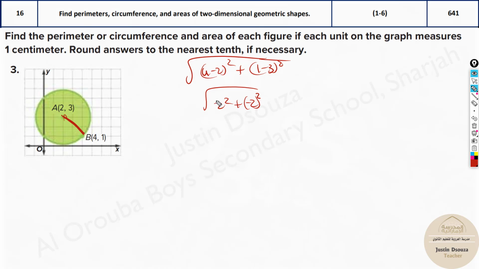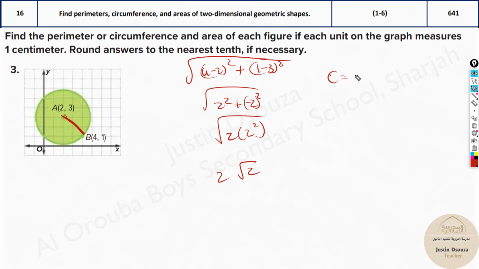Here now, instead of squaring and getting 4 plus 4, root 8, we can also consider this to be 2 times 2 square. The square root, so over here the square and square root cancel. You can take this 2 out. 2 root 2 would be the answer. That is the radius. What is the circumference?